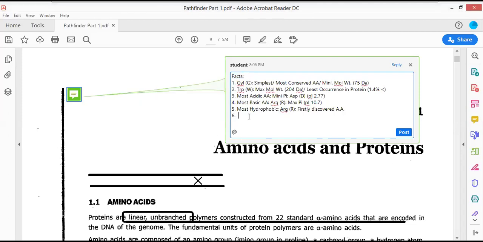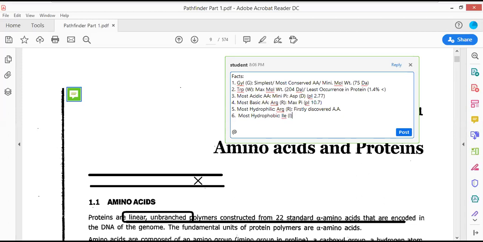Most hydrophobic, the most... oh sorry, this is hydrophilic, sorry. This is the most hydrophilic, arginine. Next is the most hydrophobic amino acid. The most hydrophobic amino acid is isoleucine, ILE.